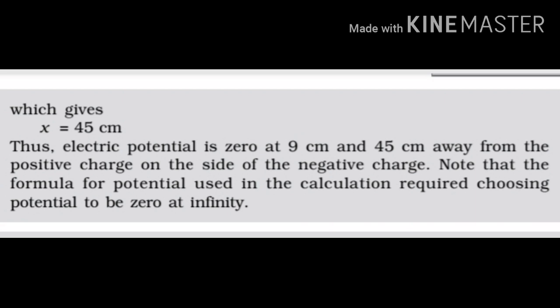So from that formula, we got two values of x: one is 9 centimeter and one more is 45 centimeter. So the electric potential is 0 at 9 centimeter and 45 centimeter, which we found, away from the positive charge on the side of the negative charge. Note that the formula for potential used in the calculation required choosing potential to be 0 at infinity. In such a case, we can find the value of x.